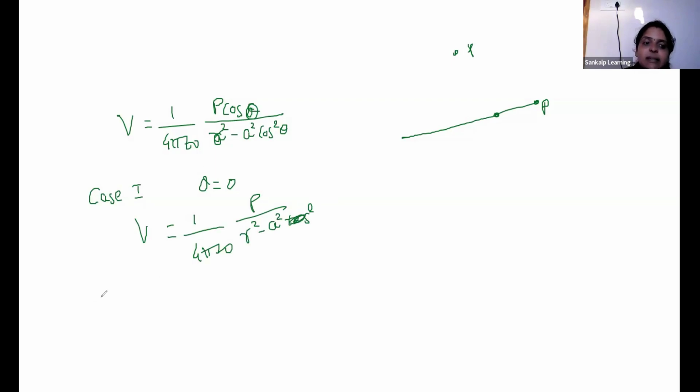Now, suppose it is at the equatorial point. So case 2 is theta equal to 90 degrees. That is the potential at the equatorial point. So cos 90 will be 0, and 0 into any value will be 0. So the potential at the equatorial point will be 0, right?